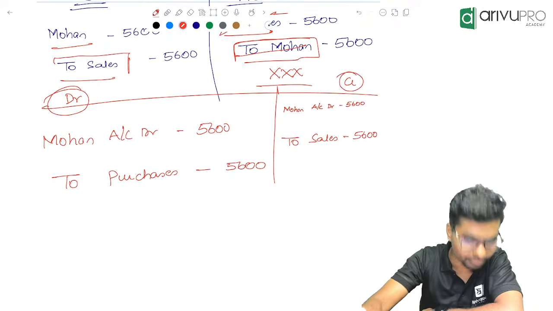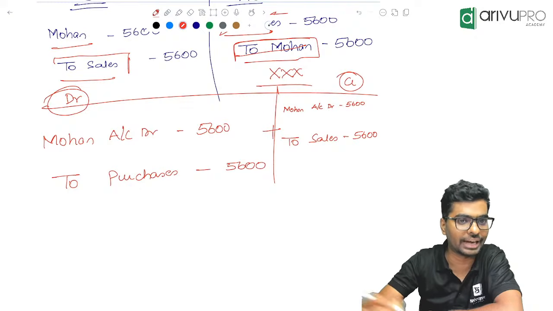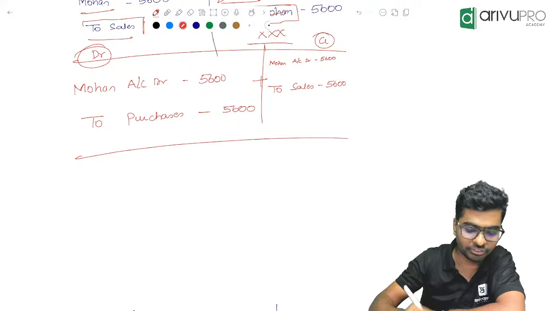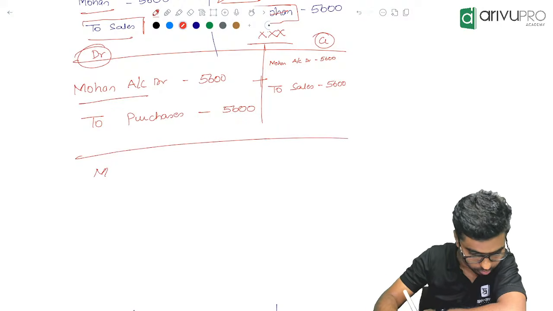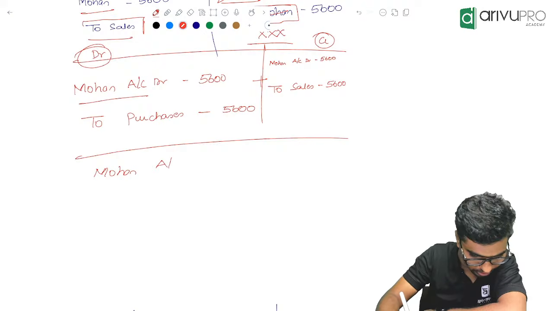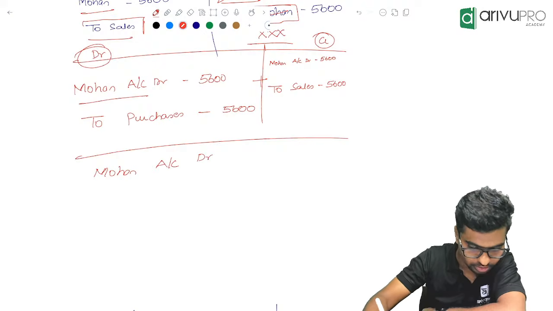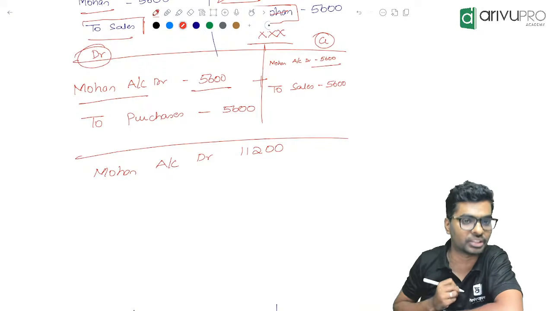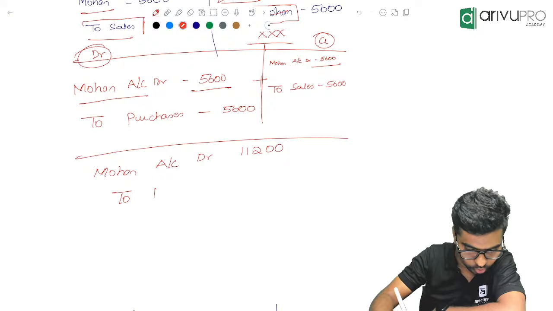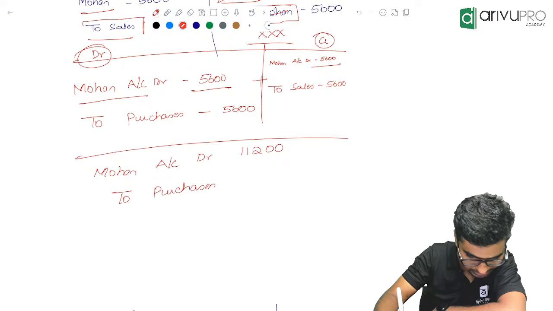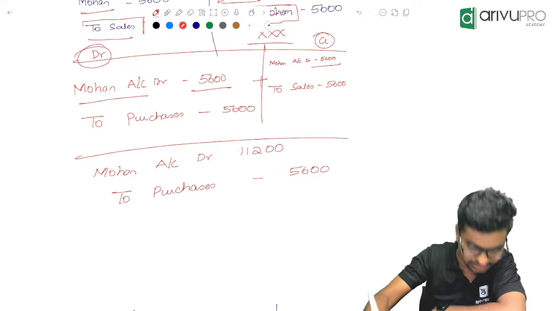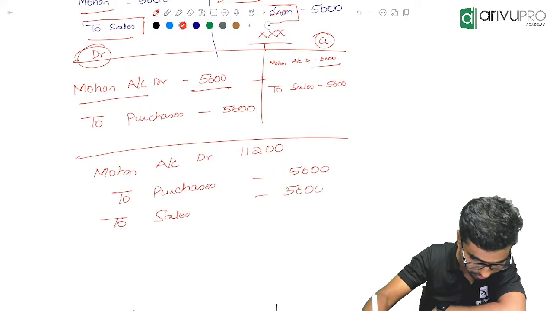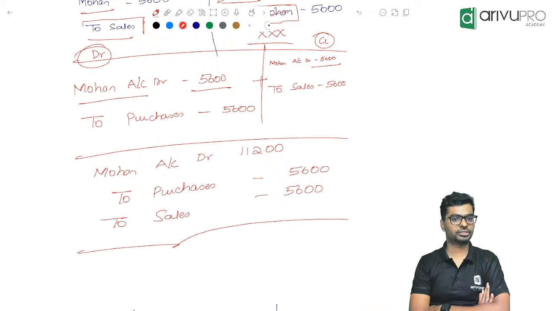Now I'll combine both and write one entry. So what will be the rectified entry? Mohan account debit 11,200, that is 5,600 plus 5,600, to purchases 5,600, to sales 5,600. Understood?